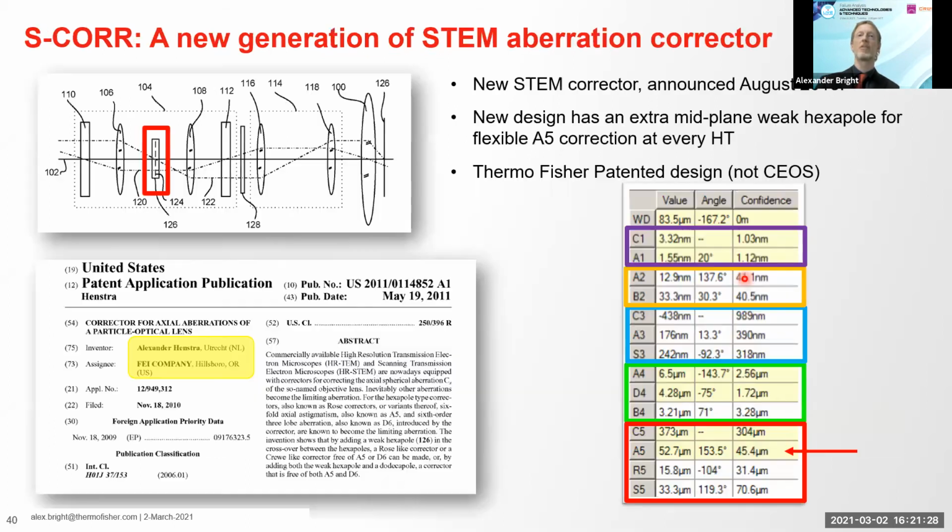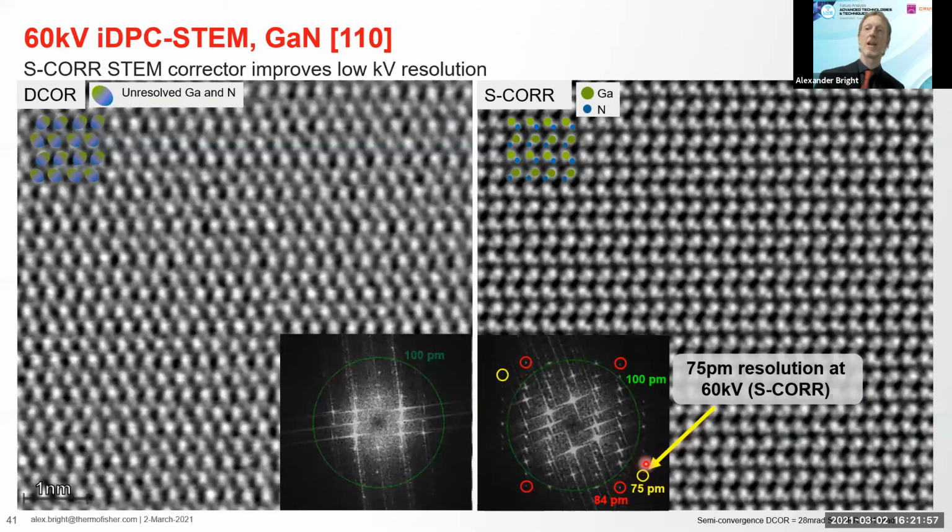So with the latest generation of aberration correctors for STEM, on Spectra, we use the S-CORR now. It's really a new design that allows you to correct even up to 5th order aberrations. So this A5 aberration, this is 6-fold astigmatism, can now be corrected for each acceleration voltage. And that's really powerful, especially for improving the achievable resolution at low voltage.